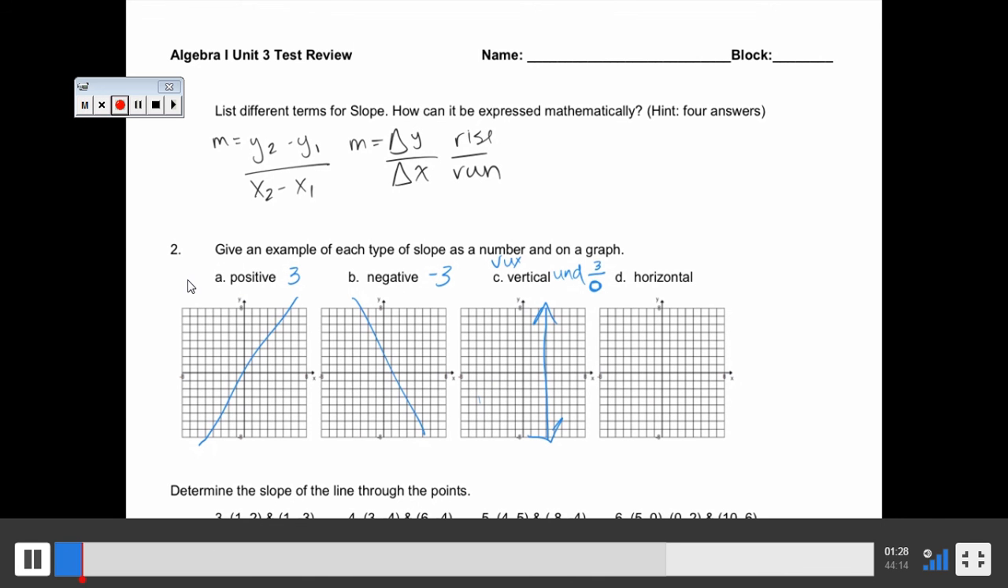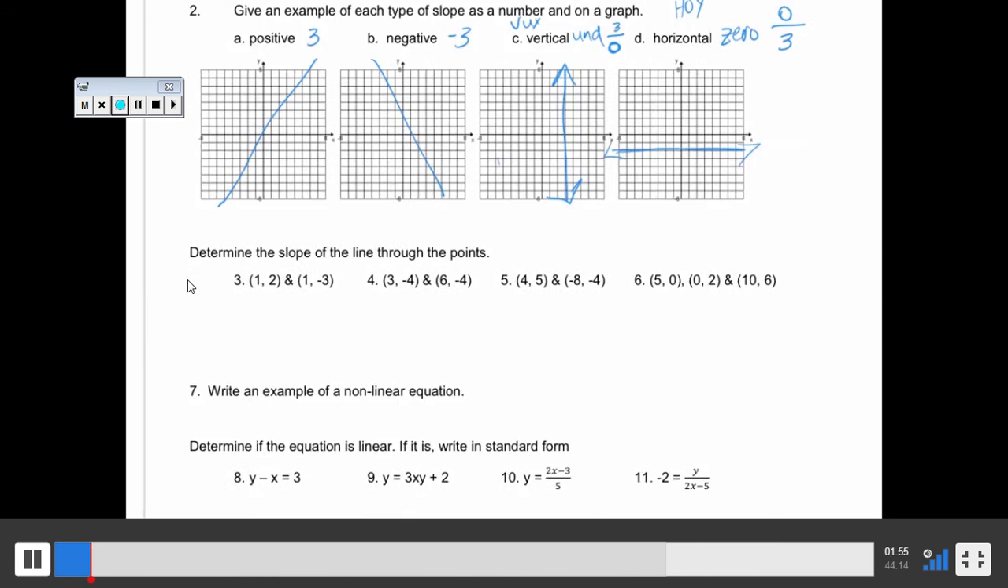Then if you have a horizontal line, we can use the saying HOI. That means the horizontal line has a 0 slope. And as a number, you would end up with either just a 0, or if you have 0 over any number, then that is a 0.